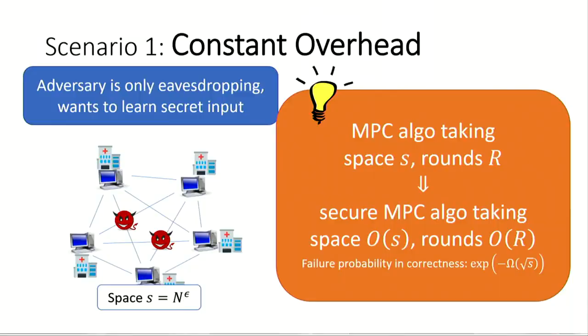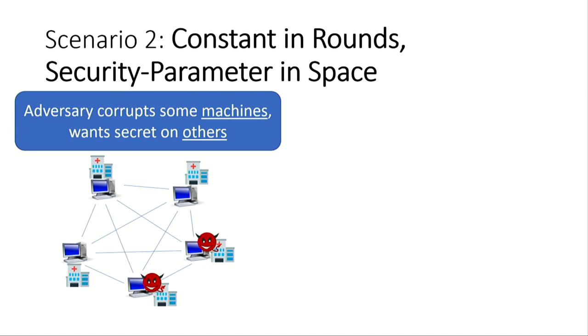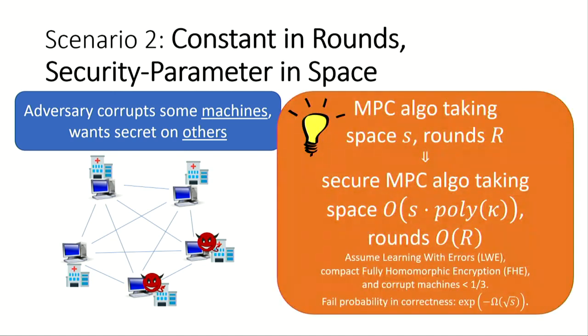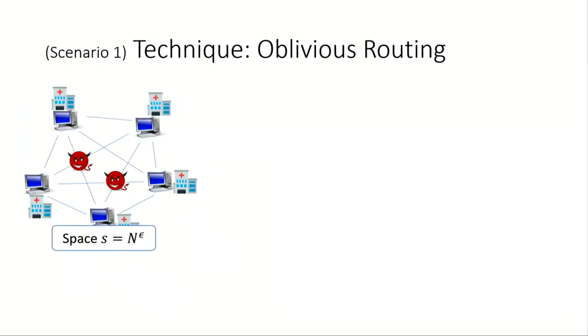And in both scenarios, we show a positive result. In the first scenario, the cost to defend against such an eavesdropping adversary is only a constant factor blowup in the number of rounds and also in the space each machine consumes. In our second scenario, the adversary is stronger, so we can still achieve a constant factor blowup in the number of rounds, but now the space suffers a larger blowup in terms of the security parameter, the kappa here. Fortunately, it doesn't depend on the input size. For the interest of time, I'm going to show the construction of our first scenario.